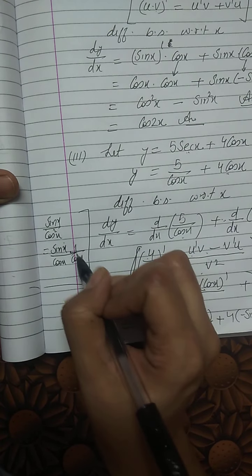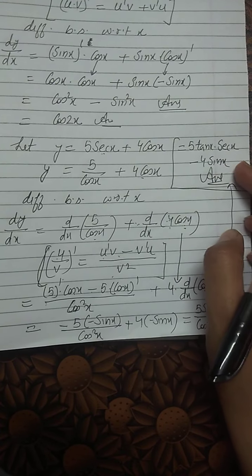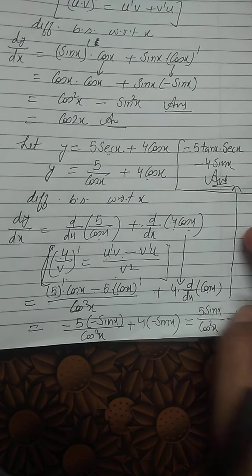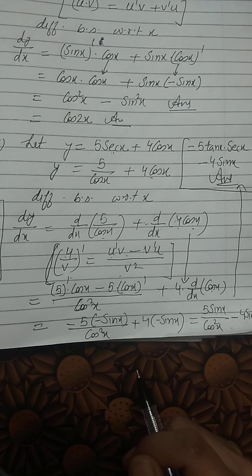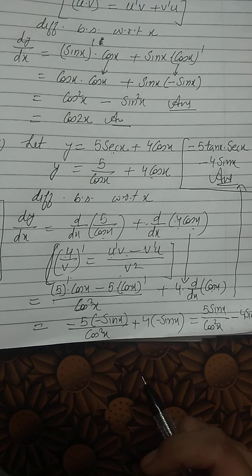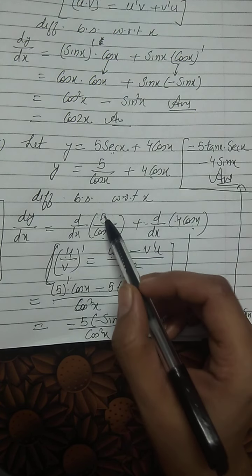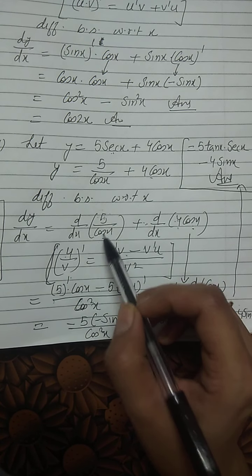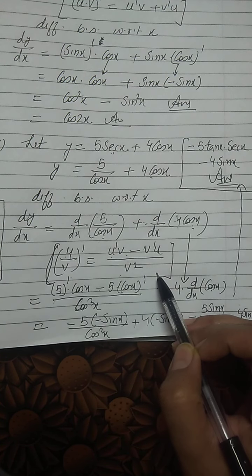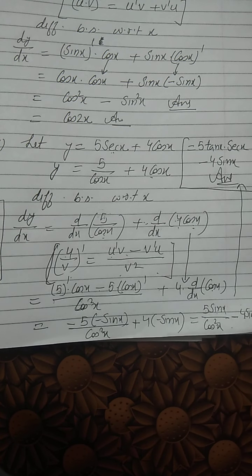Sin upon cos is tan, 1 upon cos is secant. So this is what we have written here. So this will be our final answer for this sum, right? Similarly, second part you will do secant x. So secant x we will write down as 1 by cos x. Same way as we have differentiated 5 by cos x, instead of 5 we will have 1. So 1 upon cos x, again quotient rule you will apply, and the derivative will be secant x tan x.